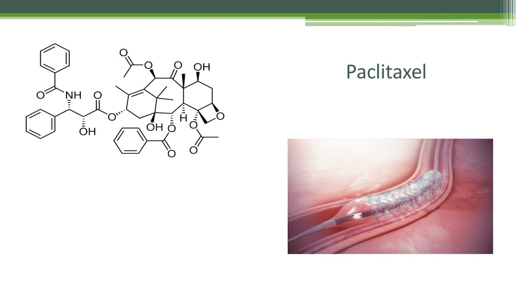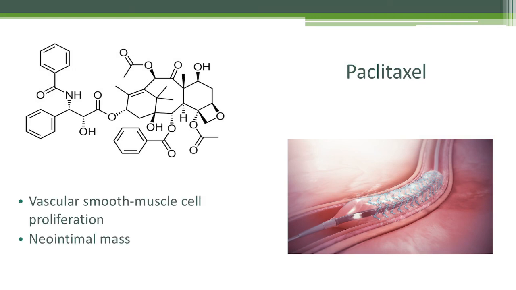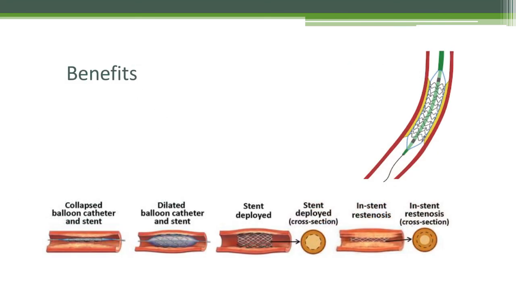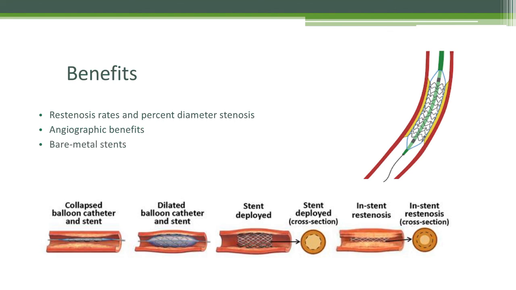Paclitaxel inhibits vascular smooth muscle cell proliferation and reduces neointimal mass. The local delivery of paclitaxel through a coronary stent has been shown to reduce restenosis rates and percent diameter stenosis, and to produce other angiographic benefits compared with bare metal stents.